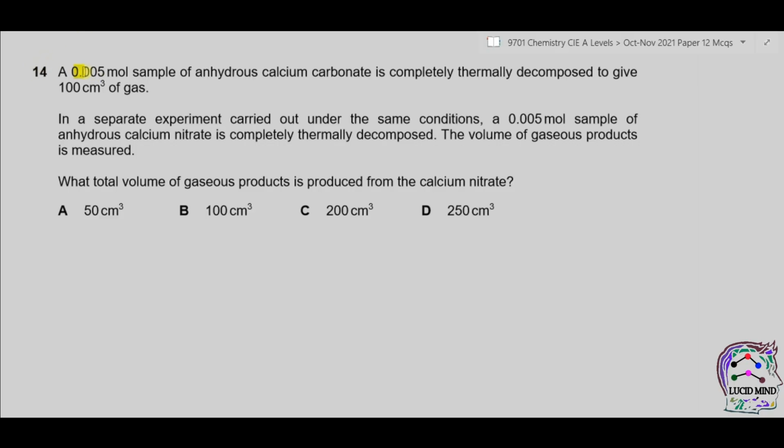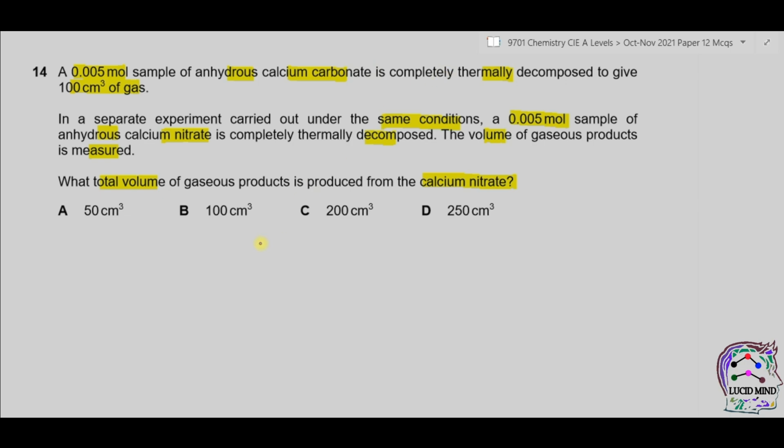Question 14. A 0.005 mole sample of anhydrous calcium carbonate is completely thermally decomposed to give 100 cm3 of gas. In a separate experiment carried out under the same conditions, a 0.005 moles sample of anhydrous calcium nitrate is completely thermally decomposed. The volume of gaseous product is measured. What total volume of gaseous products is formed from the calcium nitrate?